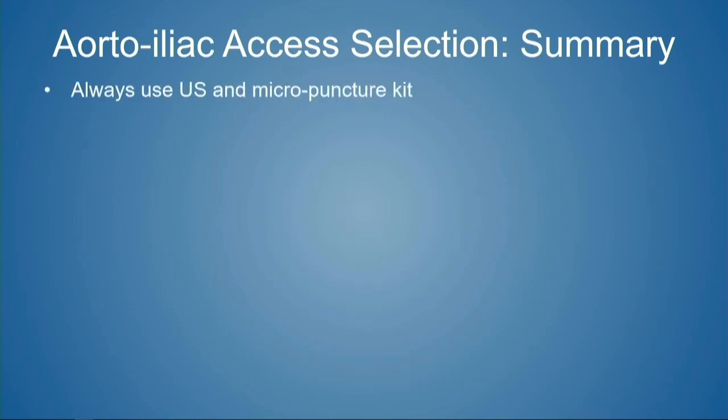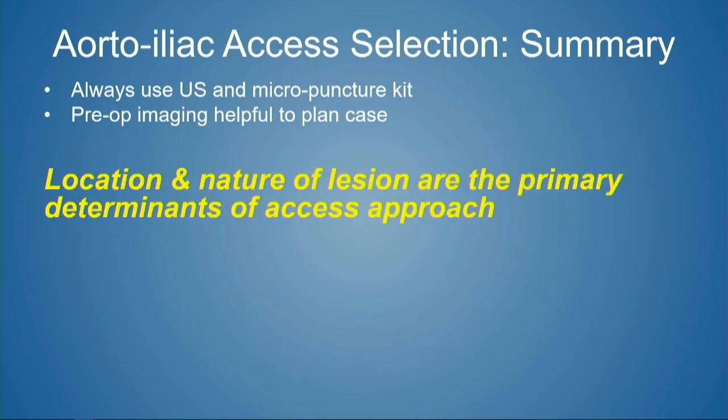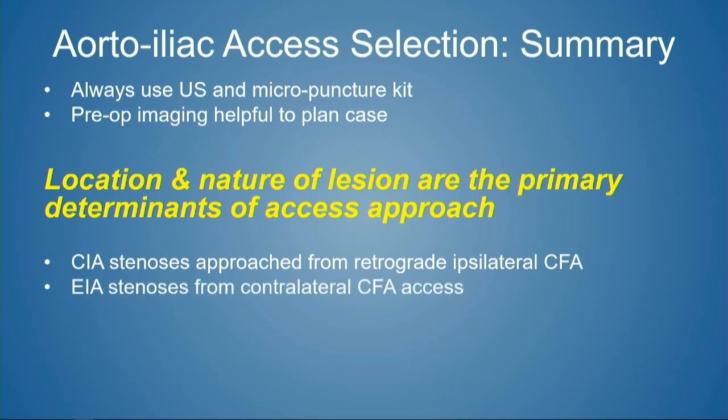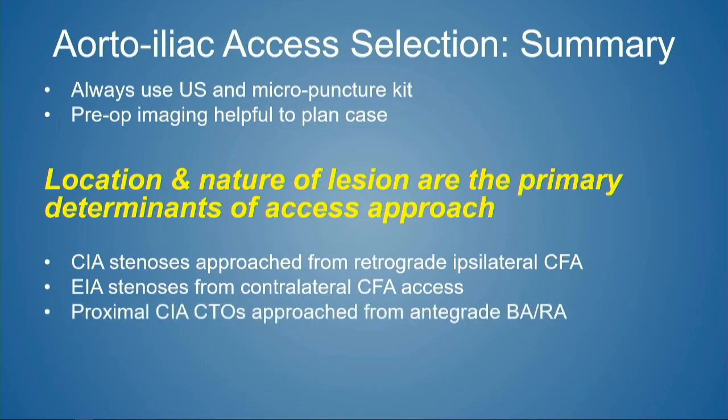So in summary, I think you should always use ultrasound guided access in a micropuncture kit to get access no matter where you are. Preoperative imaging obviously is very helpful. But as I mentioned at the beginning, the location and the nature of the lesion really, in my mind, determine where you're going to go. Again, if it's a common iliac artery stenosis, retrograde ipsilateral, or from the radial approach, external iliac artery stenoses, again, you can come up and over, or potentially can go from the radial.